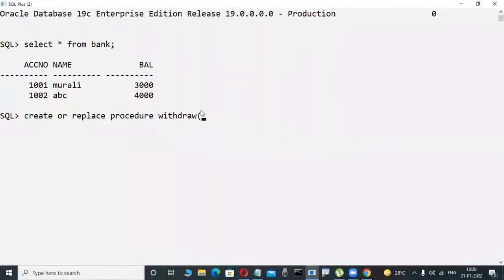Now, create or replace procedure withdraw. Here I'm passing the account number. Amount I'm also passing, because I'm trying to withdraw, just like with an ATM card. Now some coding is there. I want to find out the balance. Whenever we insert an ATM card, we try to retrieve and check the balance.